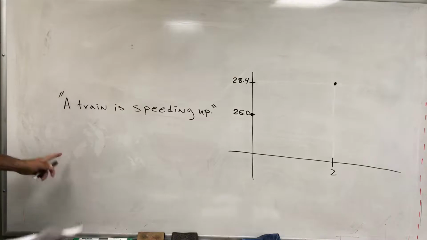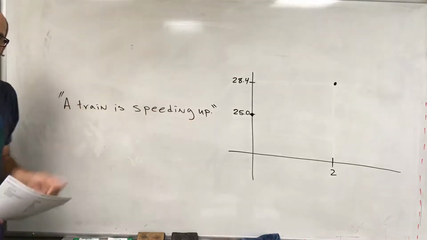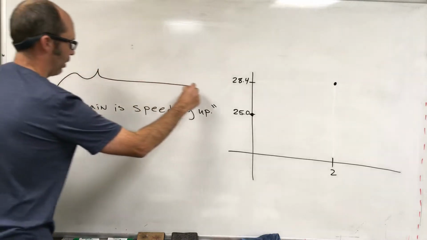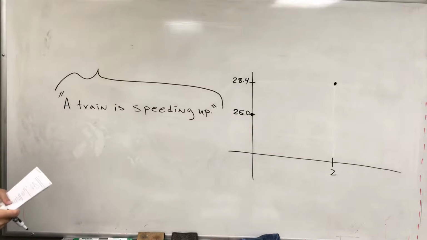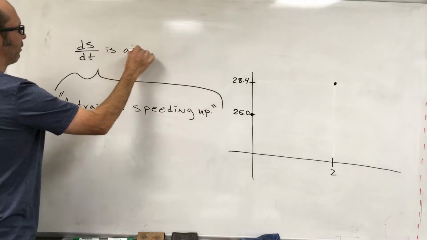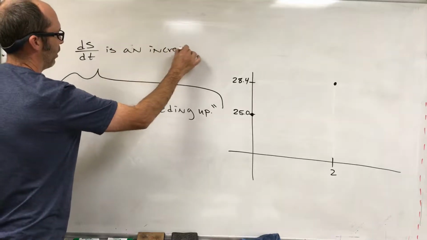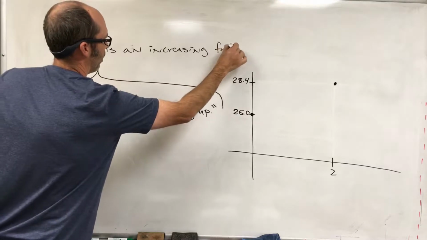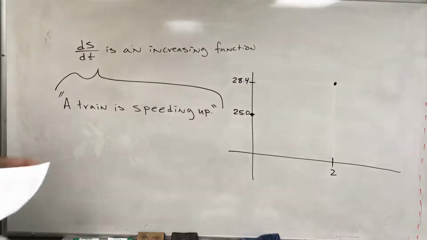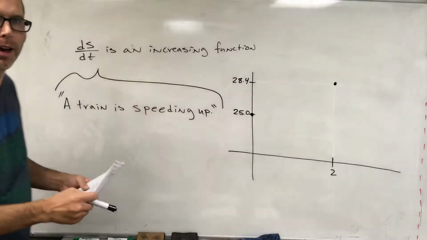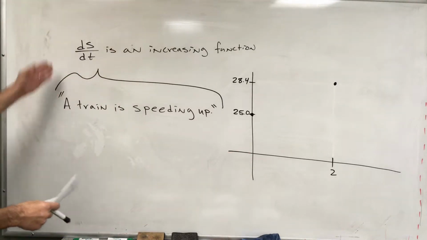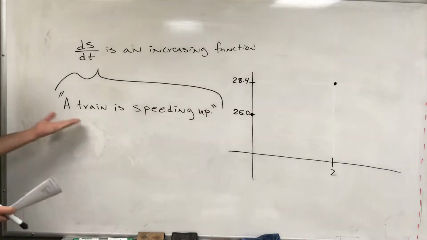All right, so at the very beginning of the problem, it says that a train is speeding up. So what you should take this to mean is that ds/dt is an increasing function. Think of increasing as: as you read from left to right, the graph goes up. So ds/dt is an increasing function. That's what this means.